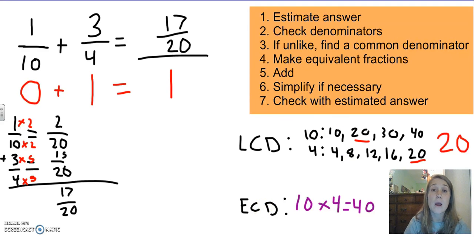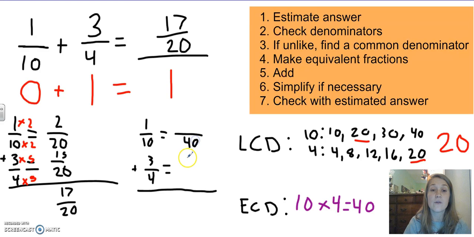Let's move to step 4, make equivalent fractions. So I'm going to rewrite my problem again, 1/10 plus 3/4. But this time, instead of using my least common denominator of 20, I'm going to use my easiest common denominator of 40. So both equivalent fractions will have a denominator of 40. We're on step number 4. All right, here we go.